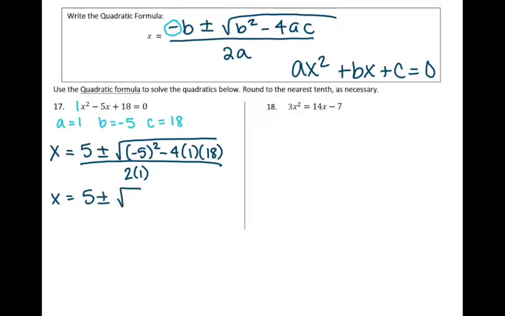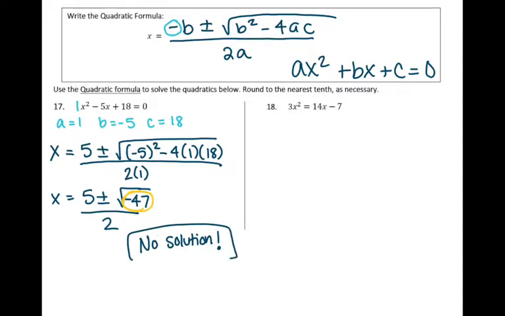Now, I like to simplify what's underneath the radical before I take the square root. So I'm going to take negative 5 squared minus 4 times 1 times 18. And that gives me negative 47. Since I have a negative underneath the radical, this is going to have no solution, because you cannot take the square root of negative numbers. They are not real numbers.